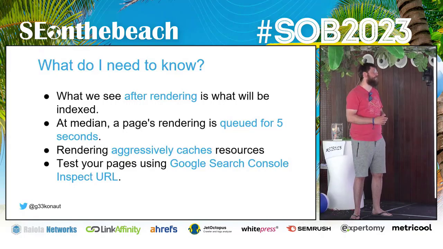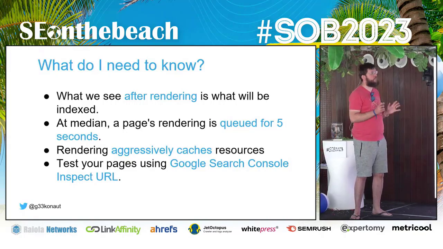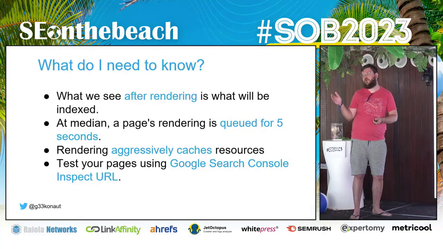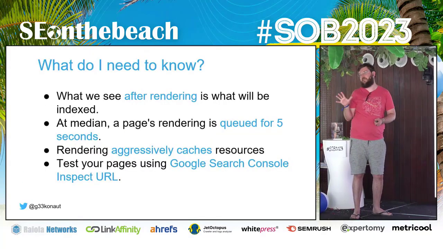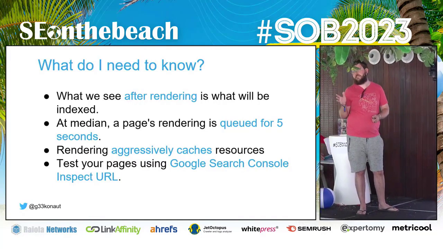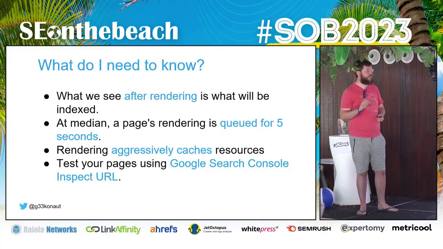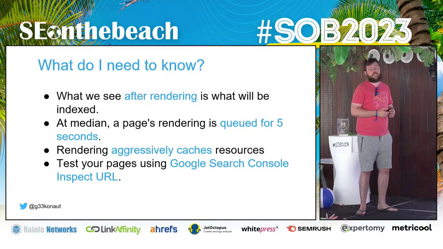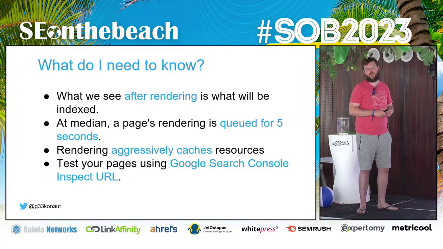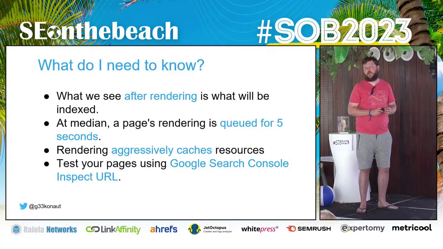And median, a page is rendering queued for 5 seconds. So before one of these lovely ones picks them up, they're on median 5 seconds in there. 90th percentile is a few minutes. So we're talking minutes, not weeks or months. Rendering aggressively caches resources, so you don't need to worry too much about your crawl budget regarding rendering. It doesn't make that much of a difference.